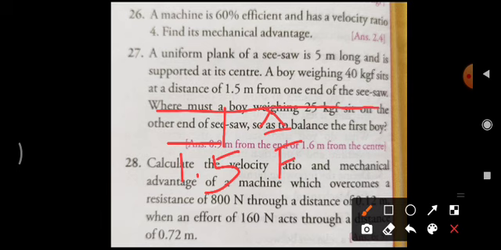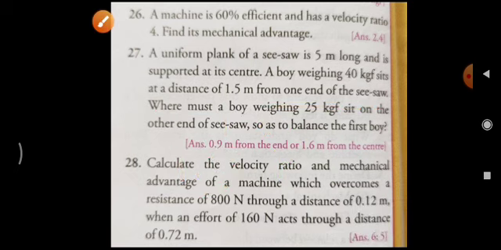It will come 2.4 meter. So the distance between the boy and the fulcrum is 2.4 meter, but the question is asking from the end, so it will be 0.9 meter only, and 1.6 meter from the center, that is from the fulcrum, but 0.9 meter from the end only. I hope all of you have understood this one.